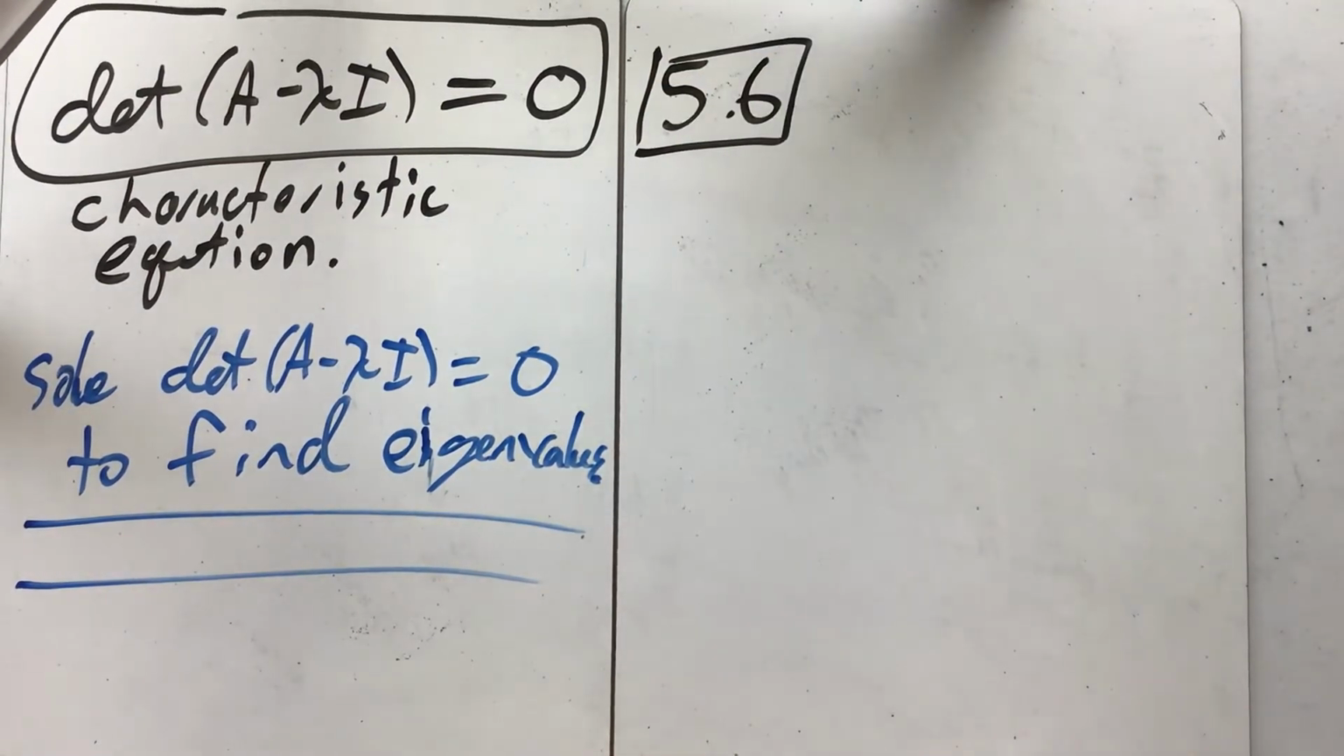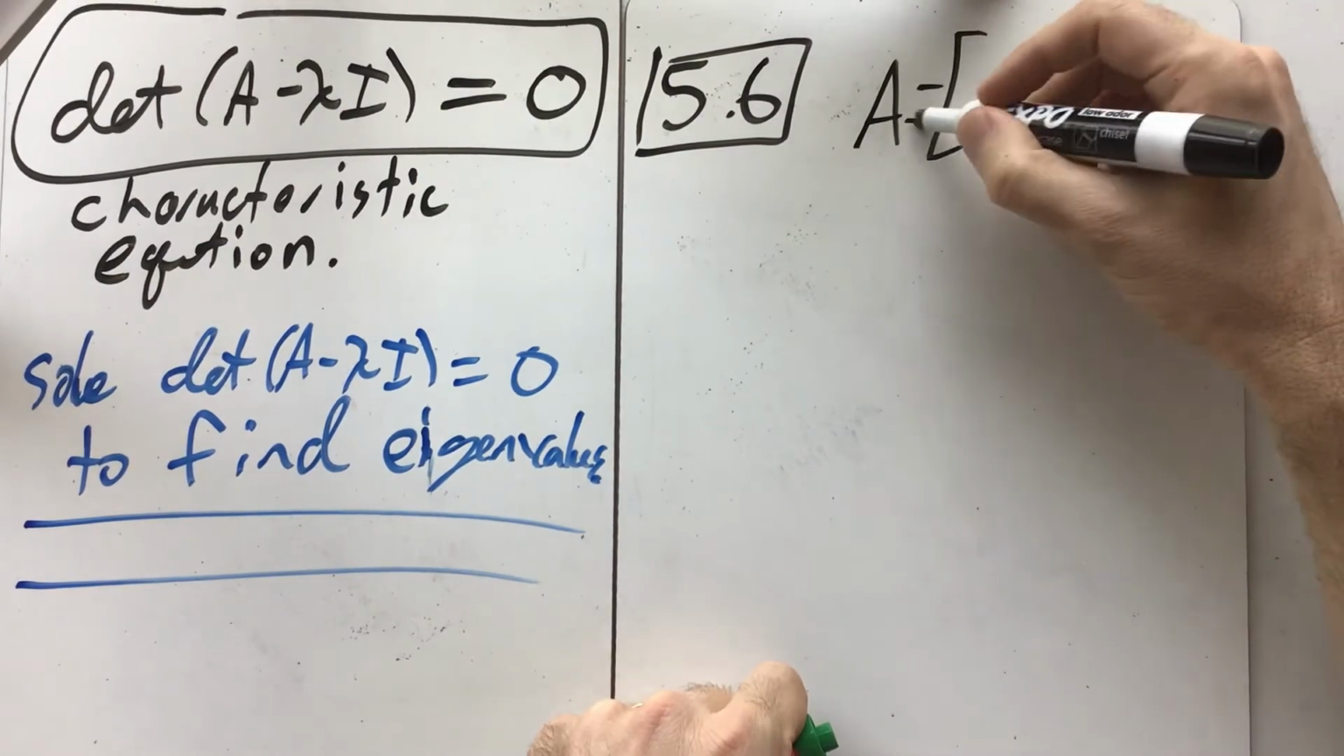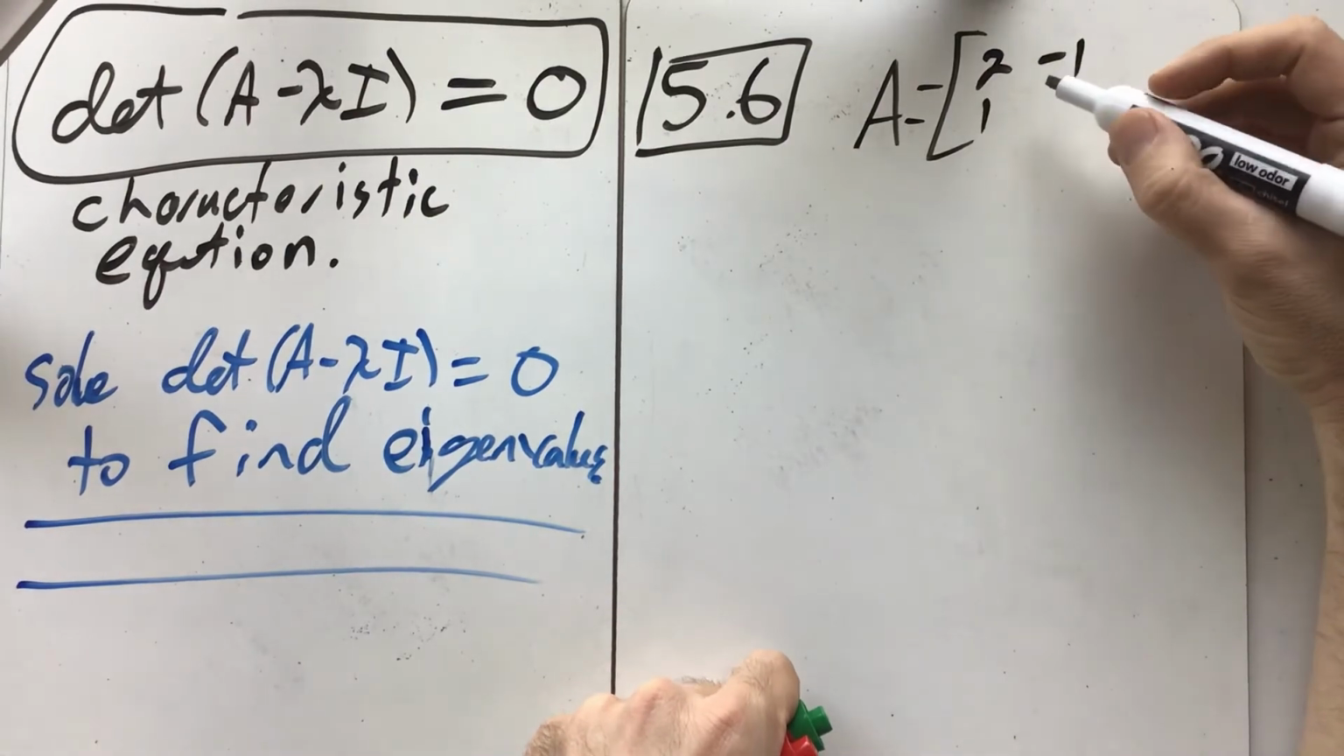For 5.6, our matrix A is the matrix 2, -1, 1, and 4.